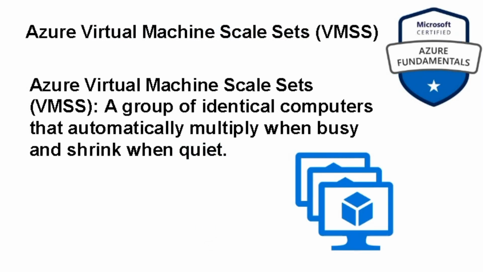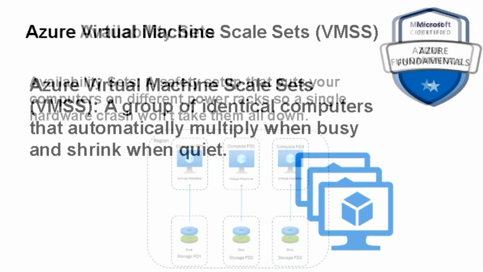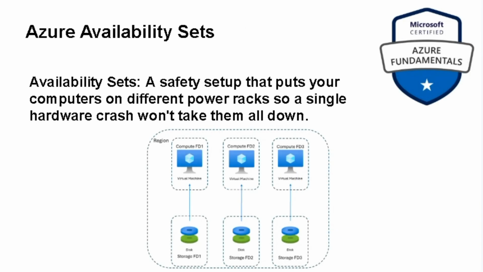Microsoft wants us to know about Azure Virtual Machine Scale Sets. They are a group of identical computers that automatically multiply when busy and shrink when quiet. For example, if I'm running high on resources, the scale set is going to multiply the computers during a busy time, and then when it's quiet, it's going to shrink the number of computers that we have. Availability sets are a safety setup that puts your computers on different power racks.